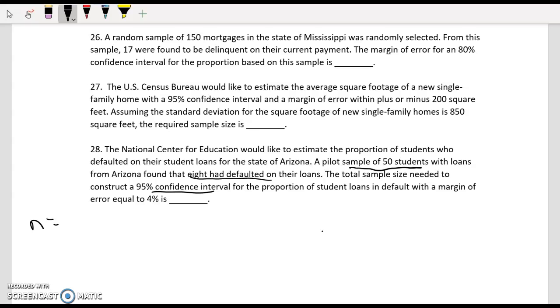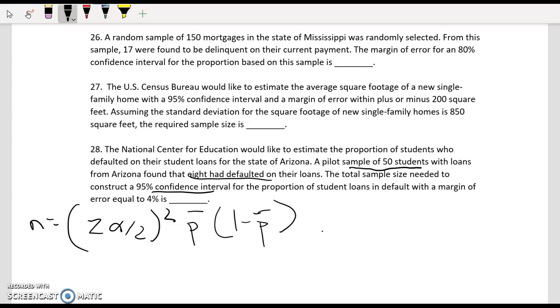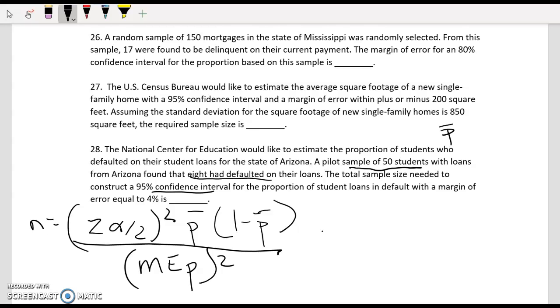Really, one thing. You're still going to do your z-score, and you're going to square it. But instead of standard error, since it's a proportion, you're going to do P times 1 minus P. So you may want to make a note. Over still the margin of error, but this time the margin of error is going to be a proportion or a percent.